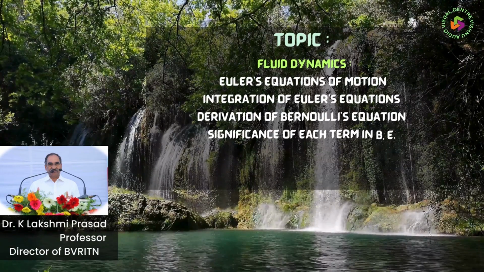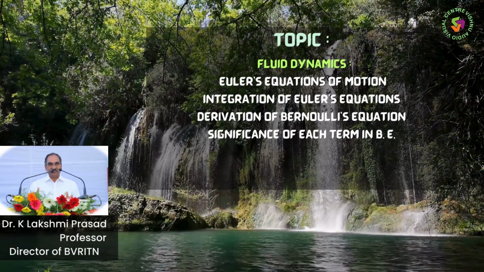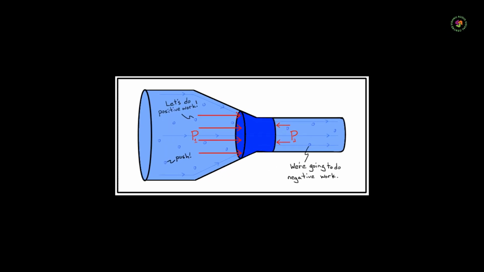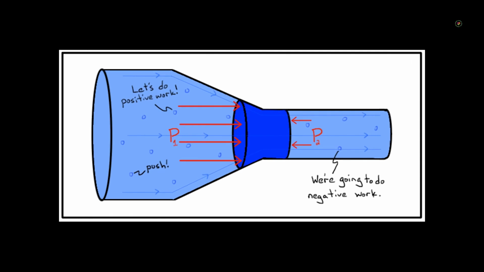So in the previous class, we derived the Euler's equation for three-dimensional Cartesian coordinates. Once Euler's equation is derived, integration of Euler's equation gives Bernoulli's equation. How that is done, how finally we obtain the Bernoulli's equation, that we discuss in today's class.